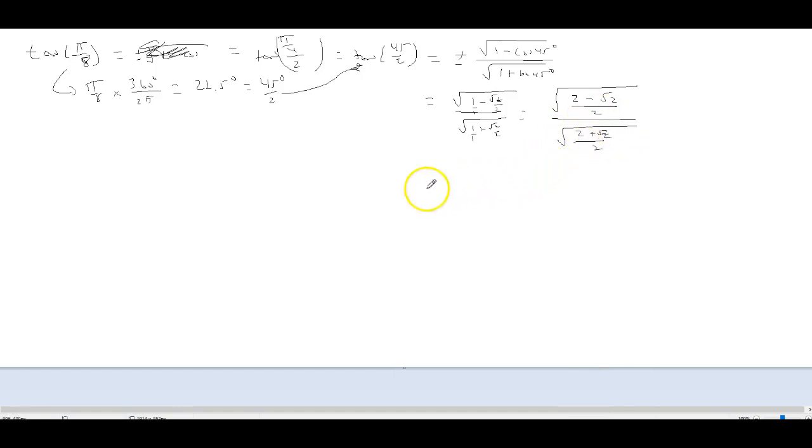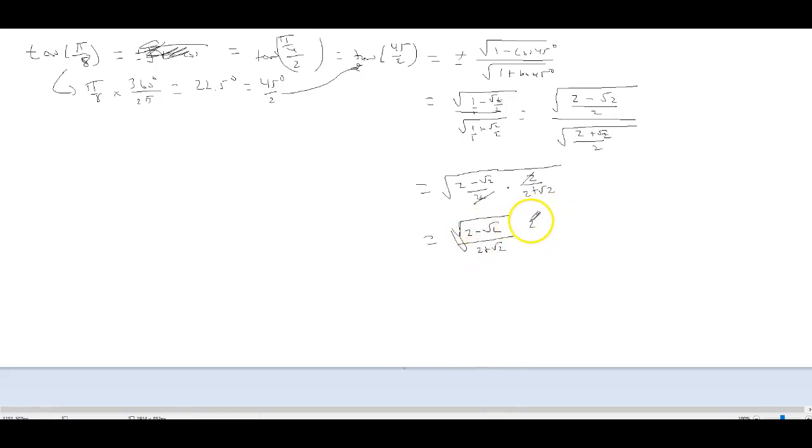Okay, flip and multiply. I'm going to get the square root of 2 minus root 2 over 2 times 2 over 2 plus root 2, since they're both in square root bars, I can multiply them straight in. These two 2's cancel out because they're multiplied, I can cancel them out. And that gives me the square root of 2 minus root 2 over 2 plus root 2.